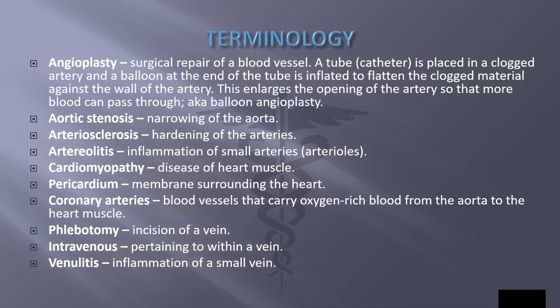Then we have the combining form of aorto. This means the aorta. Our terminology, aortic stenosis. This is narrowing of the aorta. Next we have arterio, which means artery. Arteriosclerosis is hardening of the arteries. Then we have arteriolo. This means arteriole. Arteriolitis. This is inflammation of small arteries, also known as the arterioles.